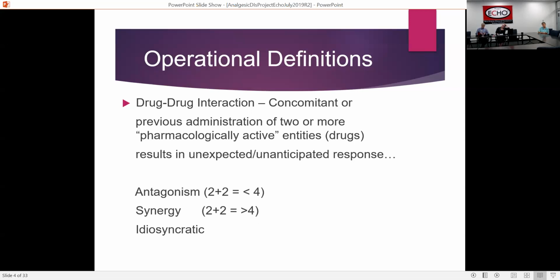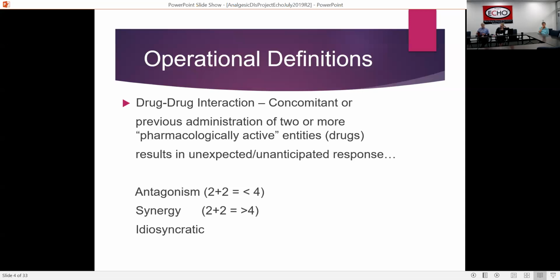So what is a drug-drug interaction? It's where you have the concomitant or even previous administration of two or more pharmacologically active entities or drugs, and it results in something that's unexpected, unintended, or unanticipated. For example, you can have two drugs that interact in an antagonistic fashion, in which case, using simple math, 2 + 2 does not equal 4. 2 + 2 equals something less than 4. Perhaps one of the drugs interferes with the other, so that drug may have less of an effect than you might anticipate.